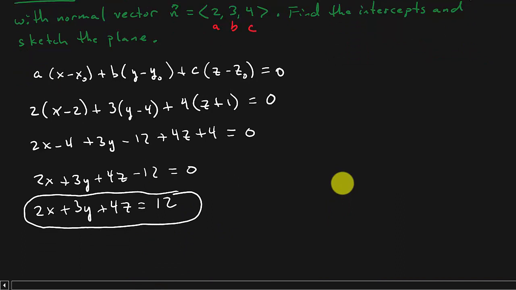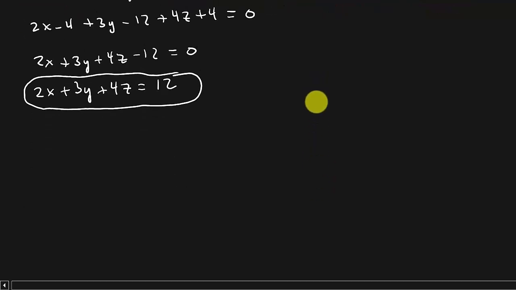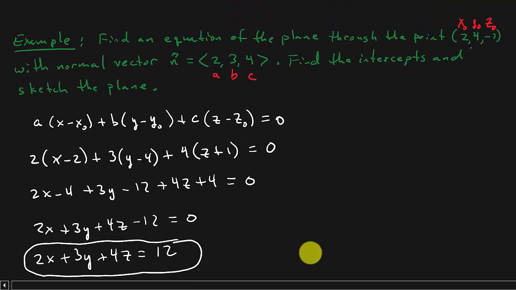All right. So there you go. There's the equation of the plane. That was easy because they just came out and said, here's your point, here's your normal vector. We didn't have to do anything except plug numbers in. They're not all going to be that easy. All right, so that was the first part.